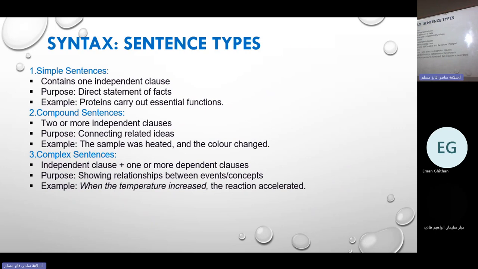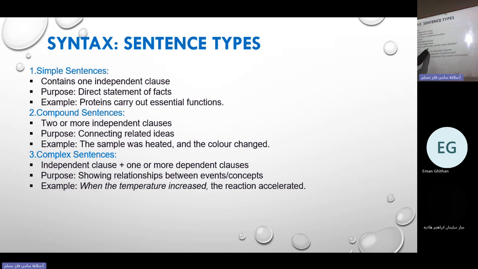Two or more independent clauses. So the simple sentence is one independent clause. The second one, the compound sentence, is made up of two independent clauses. What's the purpose? Connecting related ideas. Focus on the words related ideas; they complete each other. Okay?